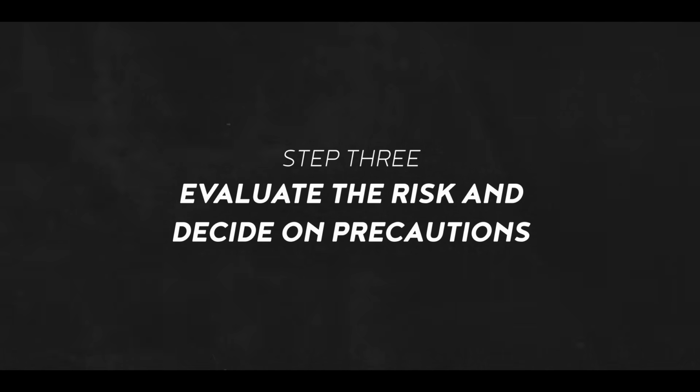Step 3. Evaluate the risks and decide on precautions. With the hazards identified and the at-risk groups determined, our next step is to evaluate these risks and decide on the necessary precautions to be taken. This step is about understanding the magnitude of the risks and implementing measures to control or eliminate it.